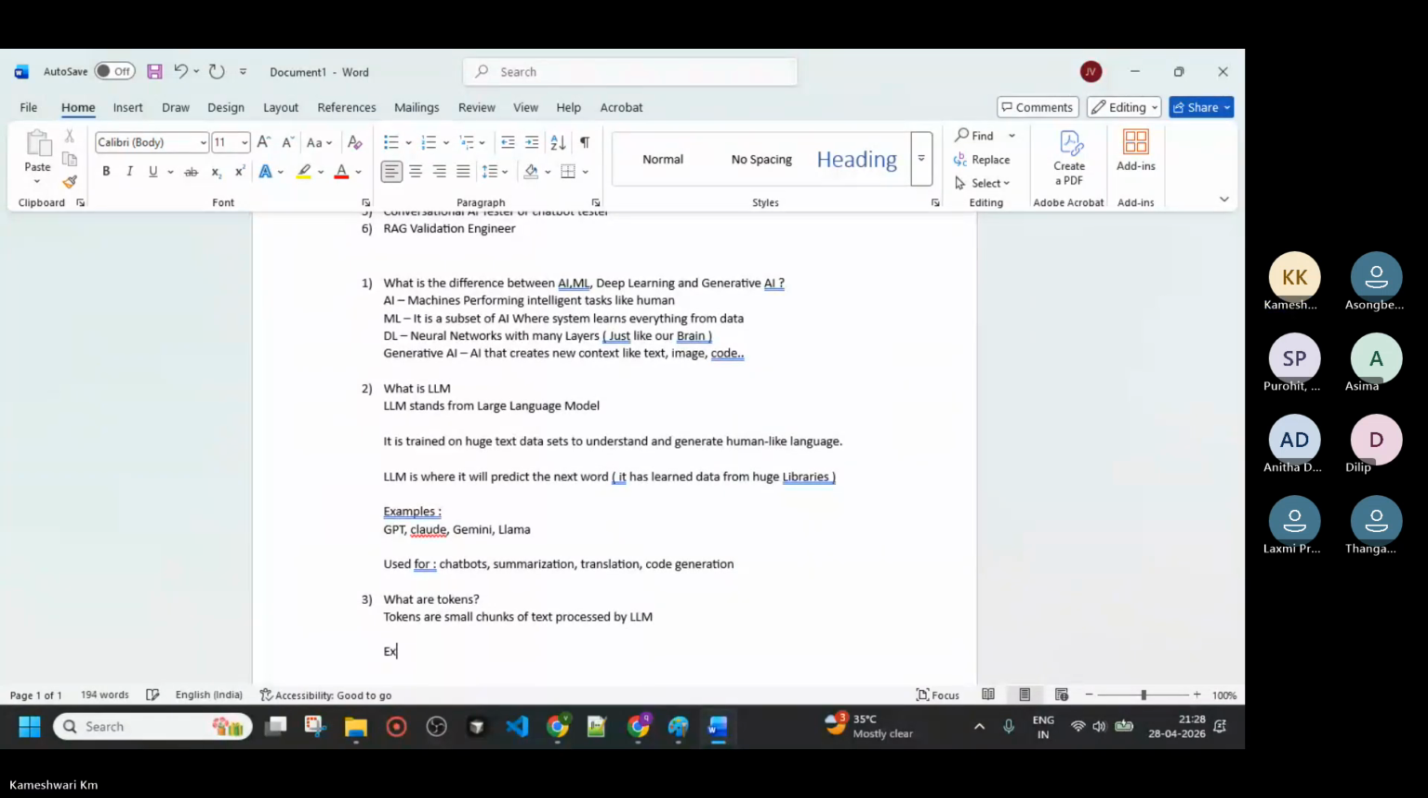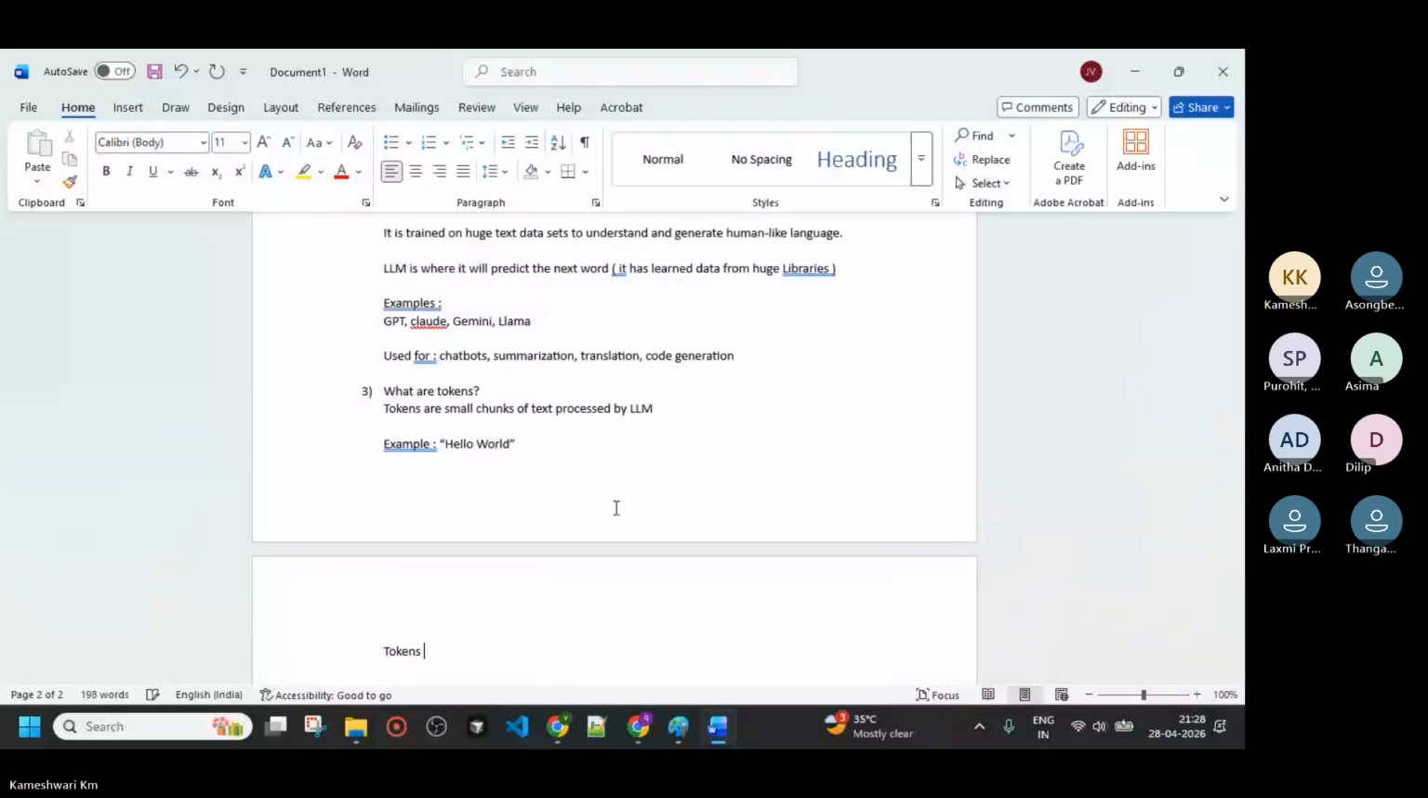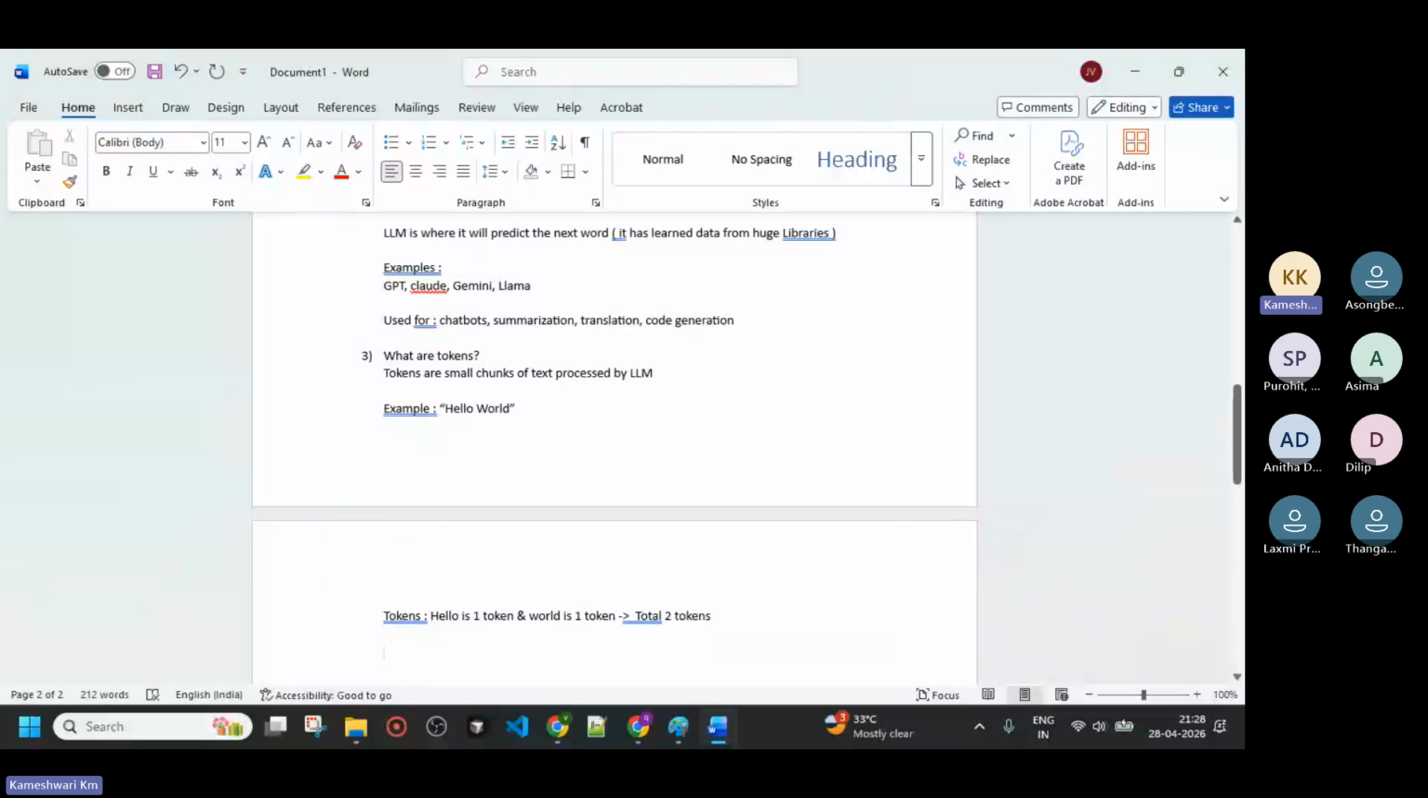Example, I can say "hello world." Now here the tokens are: hello is one token and world is one token. Total two tokens. So it depends like that.